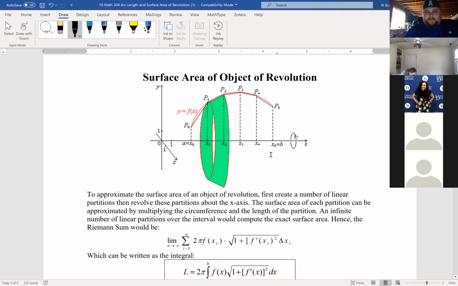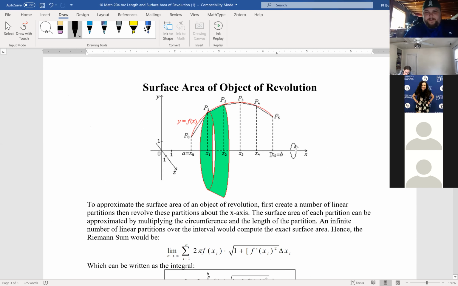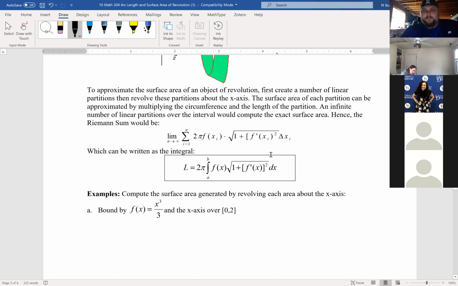So what I would like to do is go ahead and introduce you to surface area, which you might be thinking, oh no, another topic. But it's only one thing different than the previous. Notice the formula. We got the square root of 1 plus f prime squared dx in there. We're just now introducing a 2 pi f of x out in front. So why are we doing that?